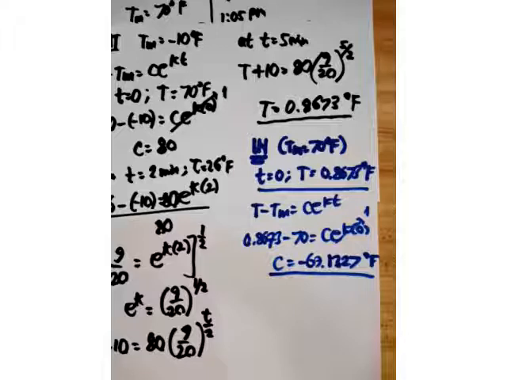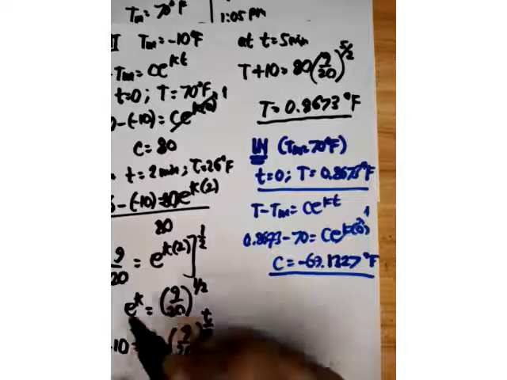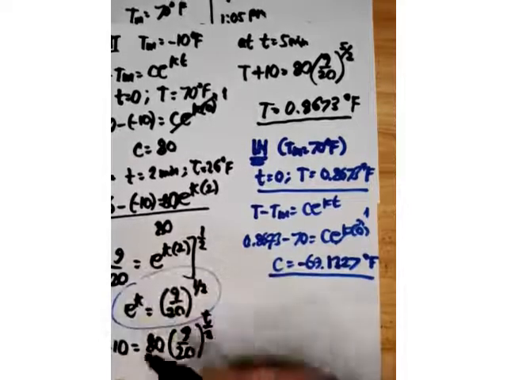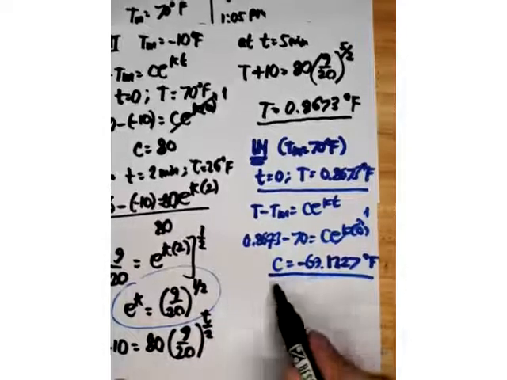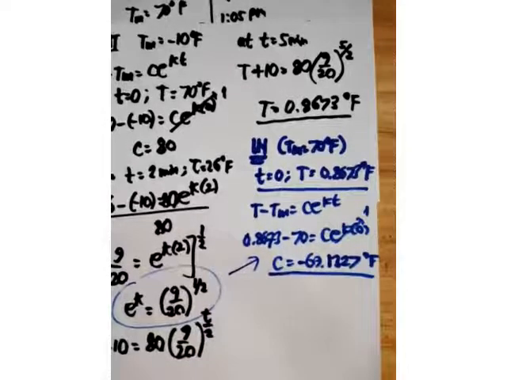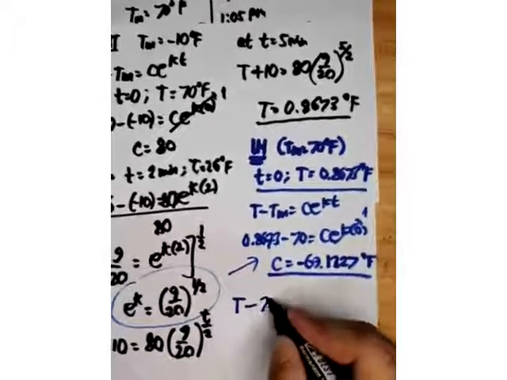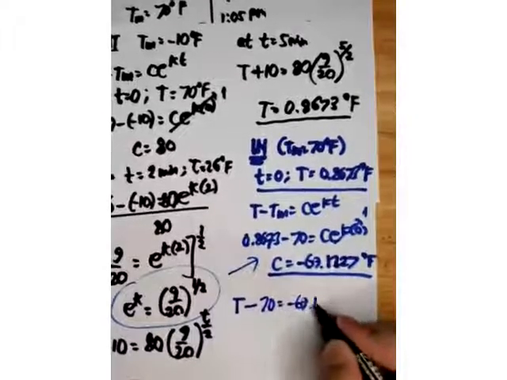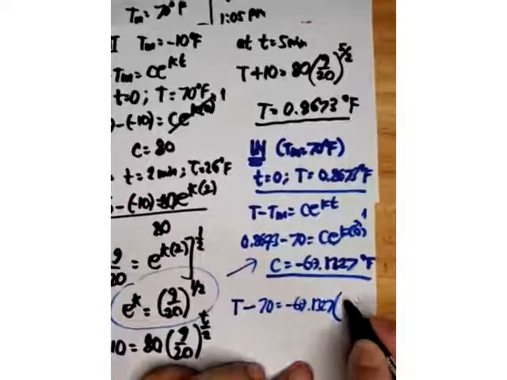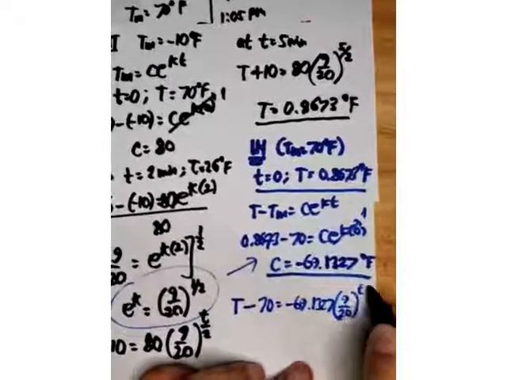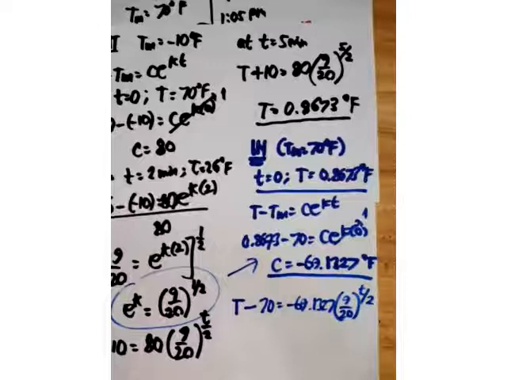So that means whether uminit siya or lumamig, yung specific heat niya or constant of proportionality ng pag-change ng temperature niya ay pareho lang. So ibig sabihin, kung ito yung e raised to k natin dun sa una, it will be the same e raised to k pag pinasok natin siya. Kaya ngayon, ang magiging formula natin is T minus 70 is equal to negative 69.1327 times 9 over 20 raised to T over 2. Same lang.